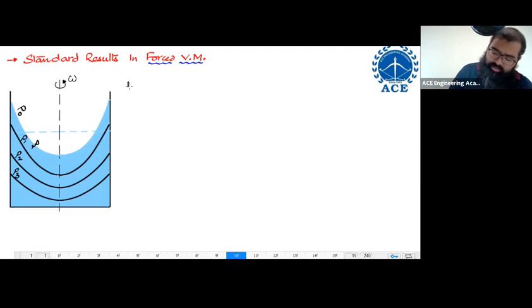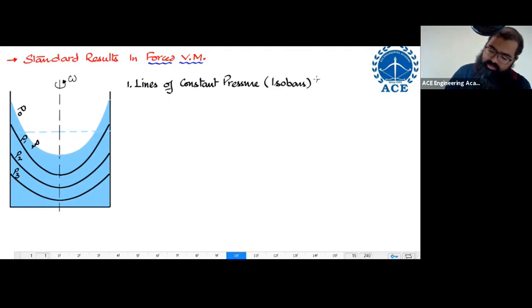So the first point is regarding lines of constant pressure, or isobars. What do you have to remember regarding this? I'm trying to write it down in a way you can memorize easily. These are all going to be parabolic in nature. All the lines of constant pressure in the case of forced vortex motion are going to be parabolic in nature.